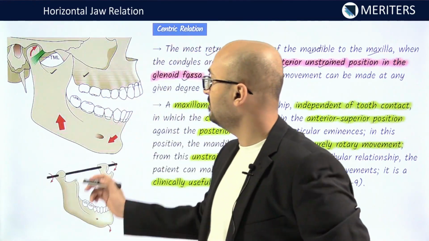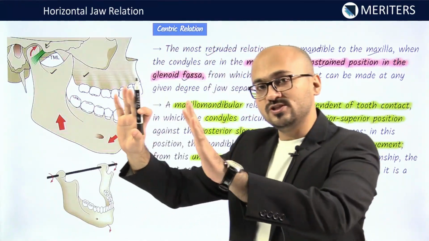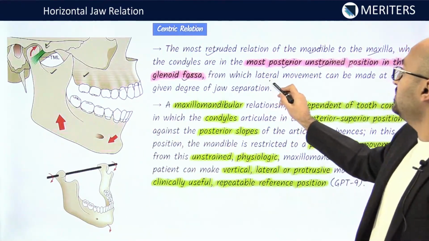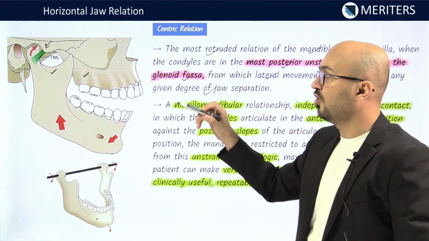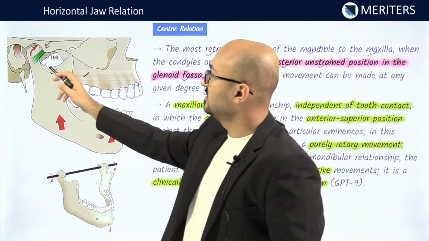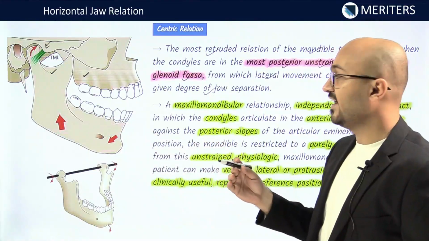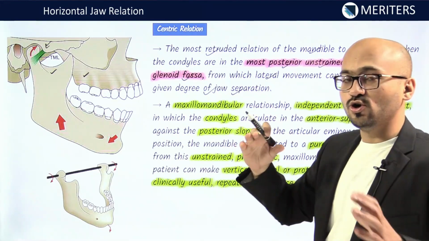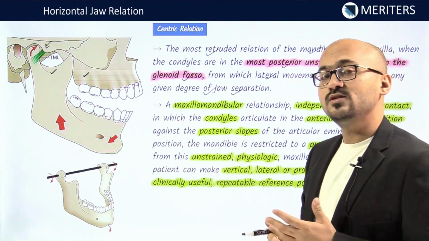Now if you look at the diagram, this is the glenoid fossa and the condyle is in as posterior a position as possible, as far back as possible, from which lateral movement can be made at any given degree of jaw separation. So according to this definition, when the condyle is in the most posterior position in the glenoid fossa, you can do any degree of lateral movement at any degree of jaw separation. When the jaws are about to separate, you can do lateral movement from that position. Now this was an older definition.